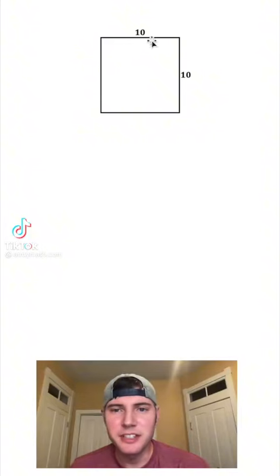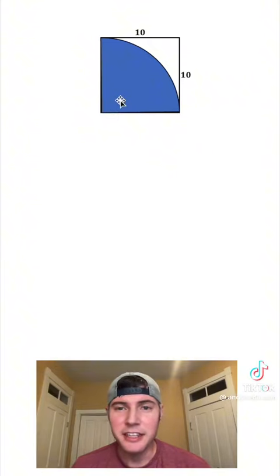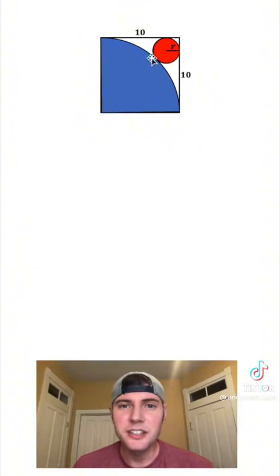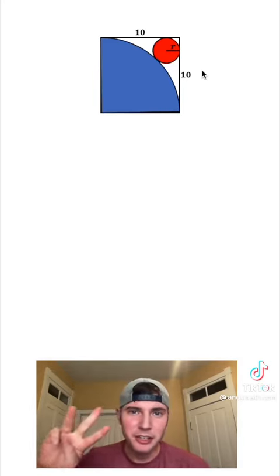Okay, guys, so we have a square with sides 10 by 10. If we stick a quarter circle inside of it that has a radius of 10 and then another circle right here, what is the radius of this red circle? Pause it if you guys want to try it on your own. And I'm going to show you what I would do in 3, 2, 1.